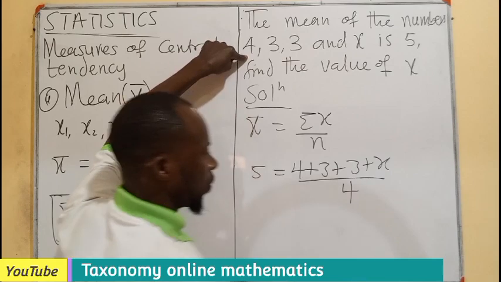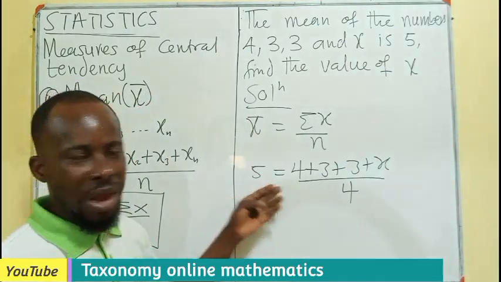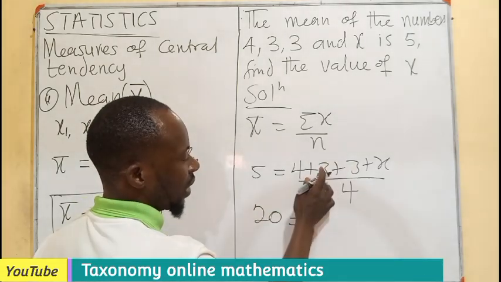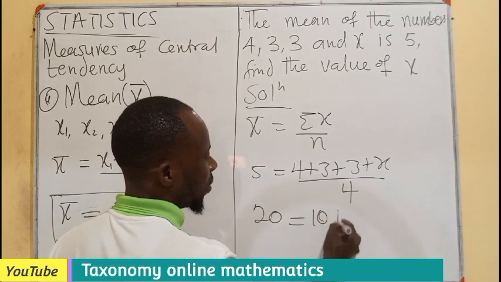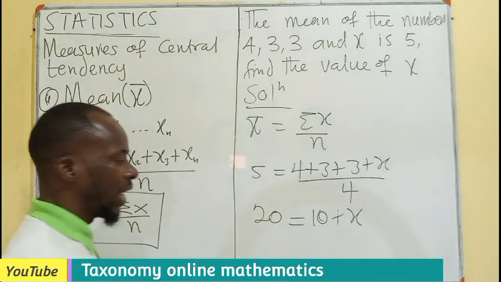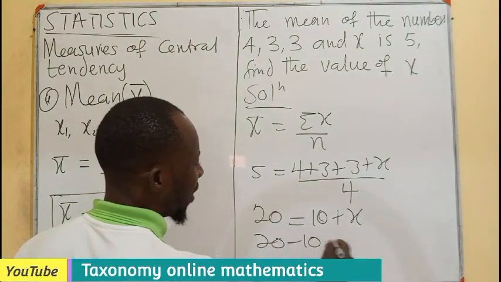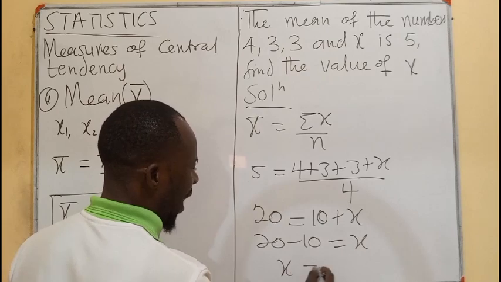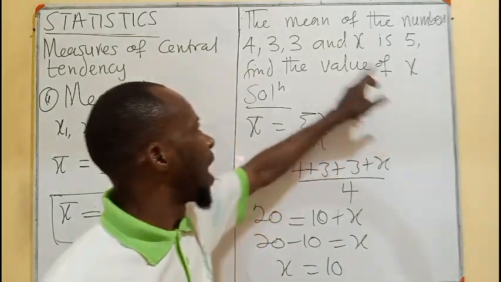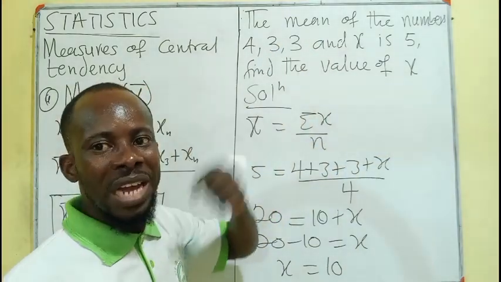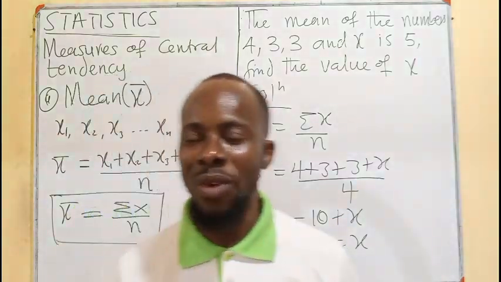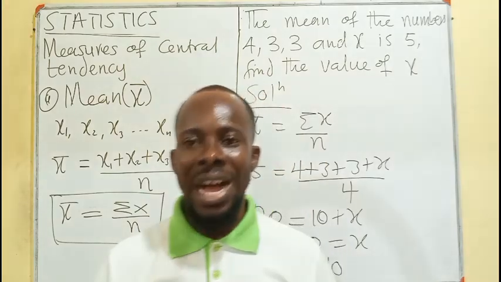There are 4 entries. We can cross multiply to have 20 equals 4 plus 3 plus 3, which is 10, so 10 plus X. And you know what to do from here. By subtracting 10 from both sides, you get 20 minus 10 equals X, meaning X is 10. It means when X assumes the value of 10, added onto the others, you will get their mean to be equal to 5. Alright, I believe the concept of the mean of ungrouped data is well assimilated by you.